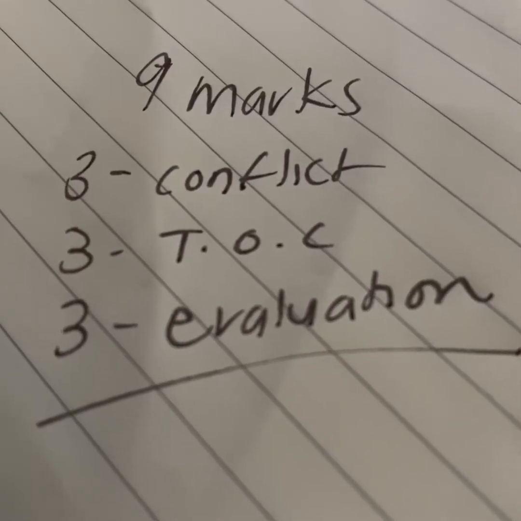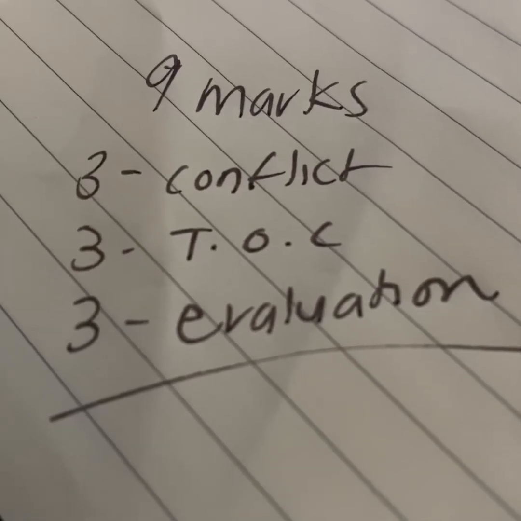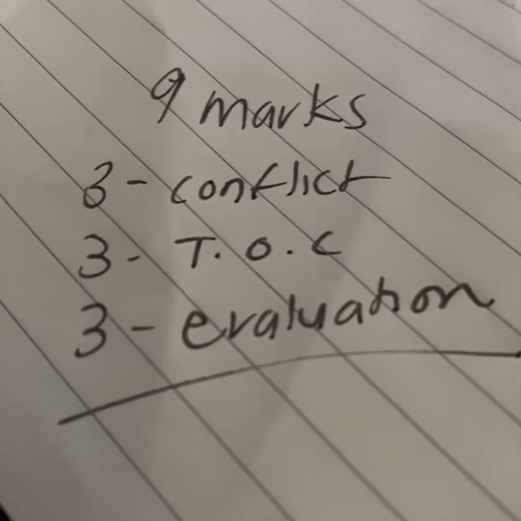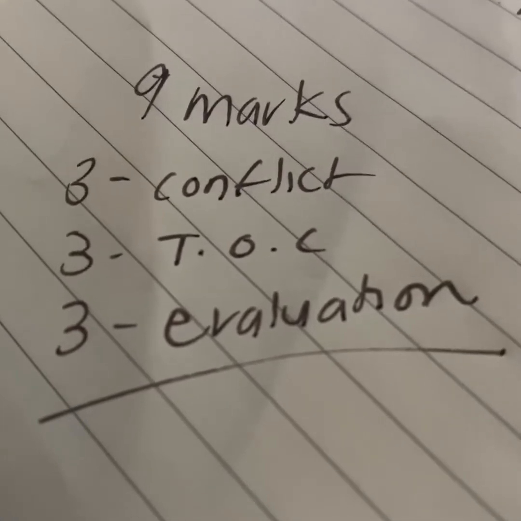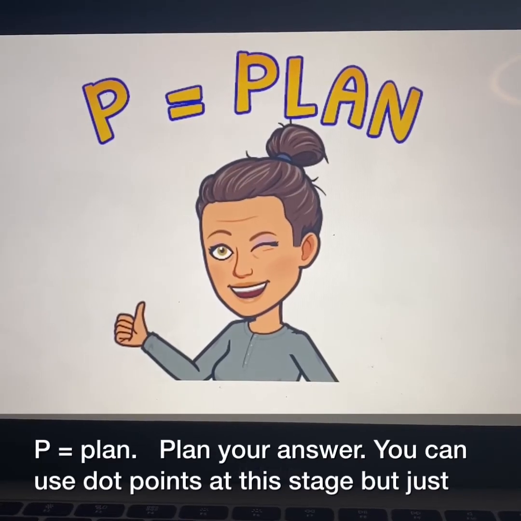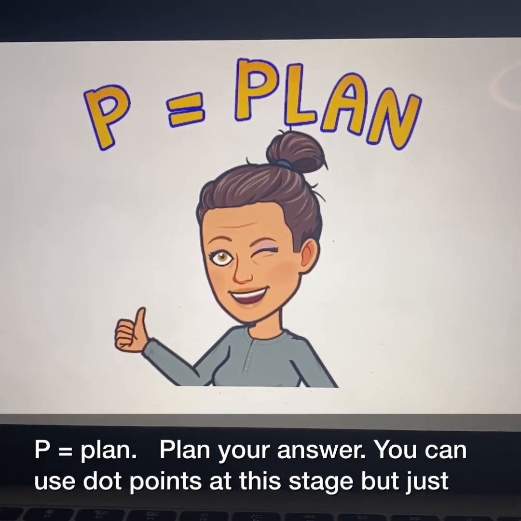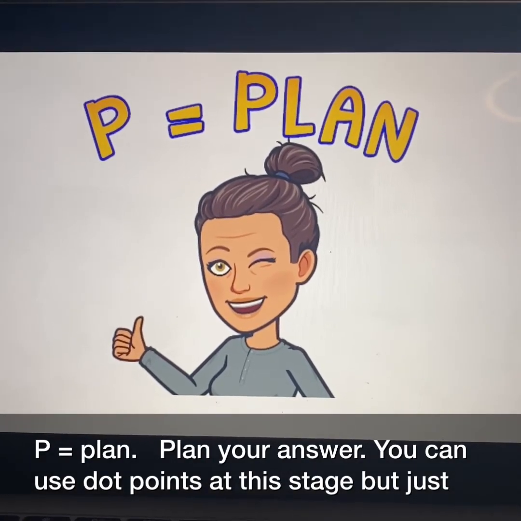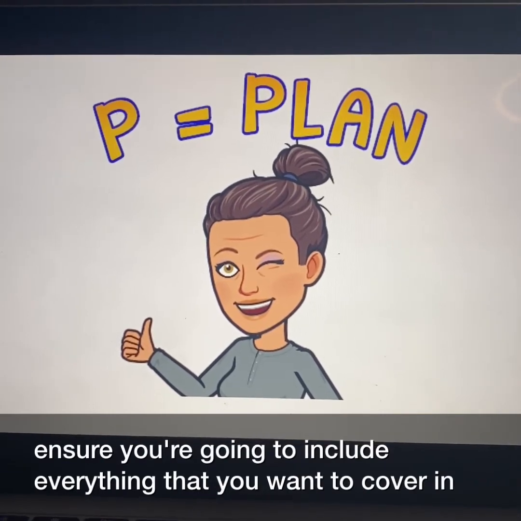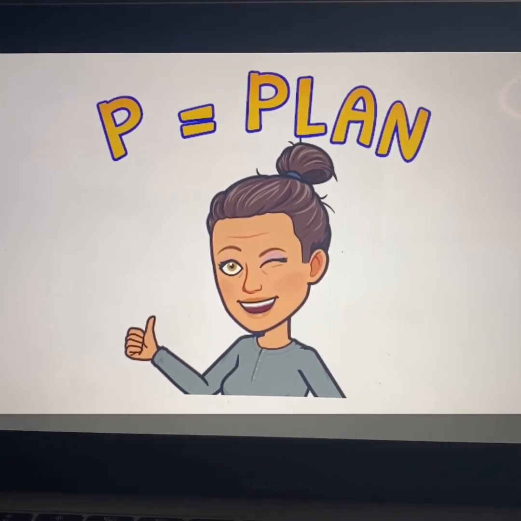So the 9 marks might be allocated like this. We'll practice and learn how assessors look to allocate marks, just to help you use your time wisely in exam conditions. P equals plan. Plan your answer. You can use dot points at this stage, but just ensure you're going to include everything that you want to cover in your final response.